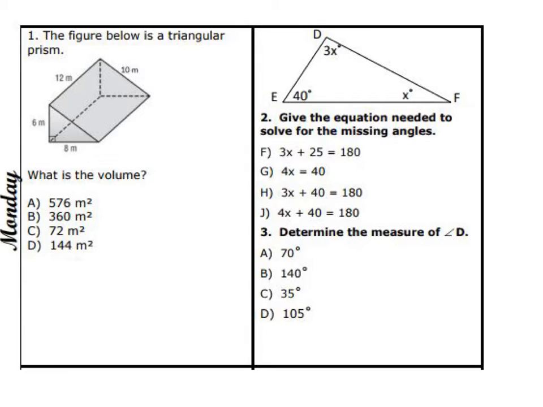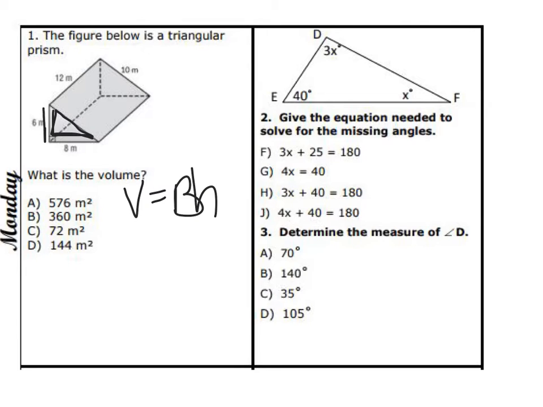Okay, so the figure below is a triangular prism. It's asking for the volume. Because it is a prism, you are using V equals area of the base times the height. When you find the area of the base, you're looking at the triangle here.